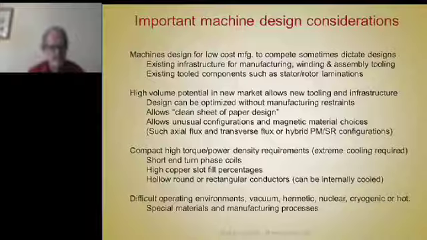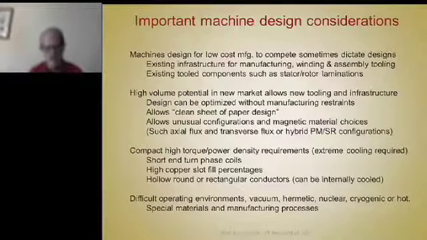So some extreme cooling methods are required for high torque densities. Then, of course, we all know about the operating environments: hermetics, vacuum, nuclear, cryogenic, and extremely hot environments. You have to deal with those and use special materials. Sometimes that limits the type of motor you can use. Maybe a switch reluctance motor is an excellent motor to use for a real high temperature application at 750 degrees Fahrenheit or something like that. Might be a good choice for that.